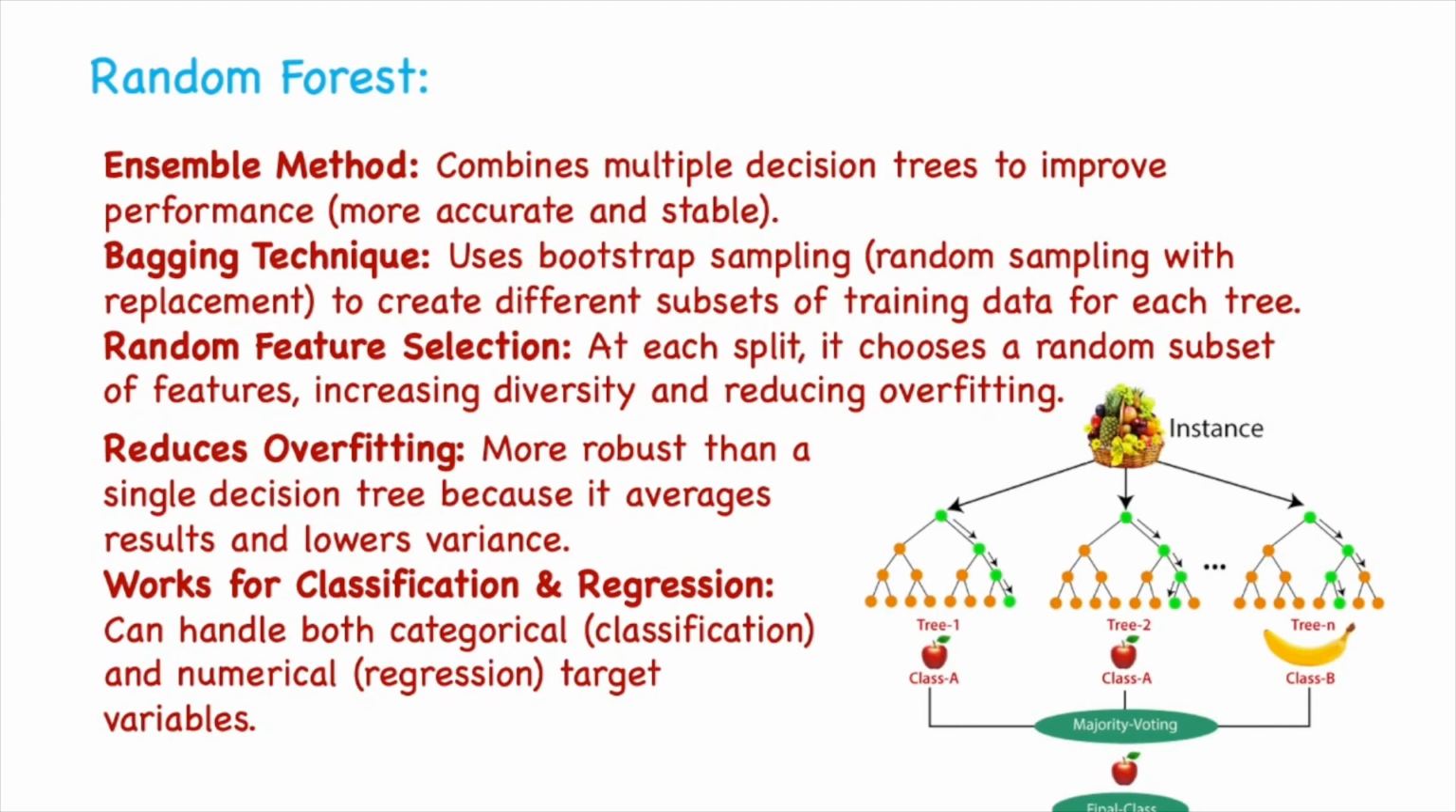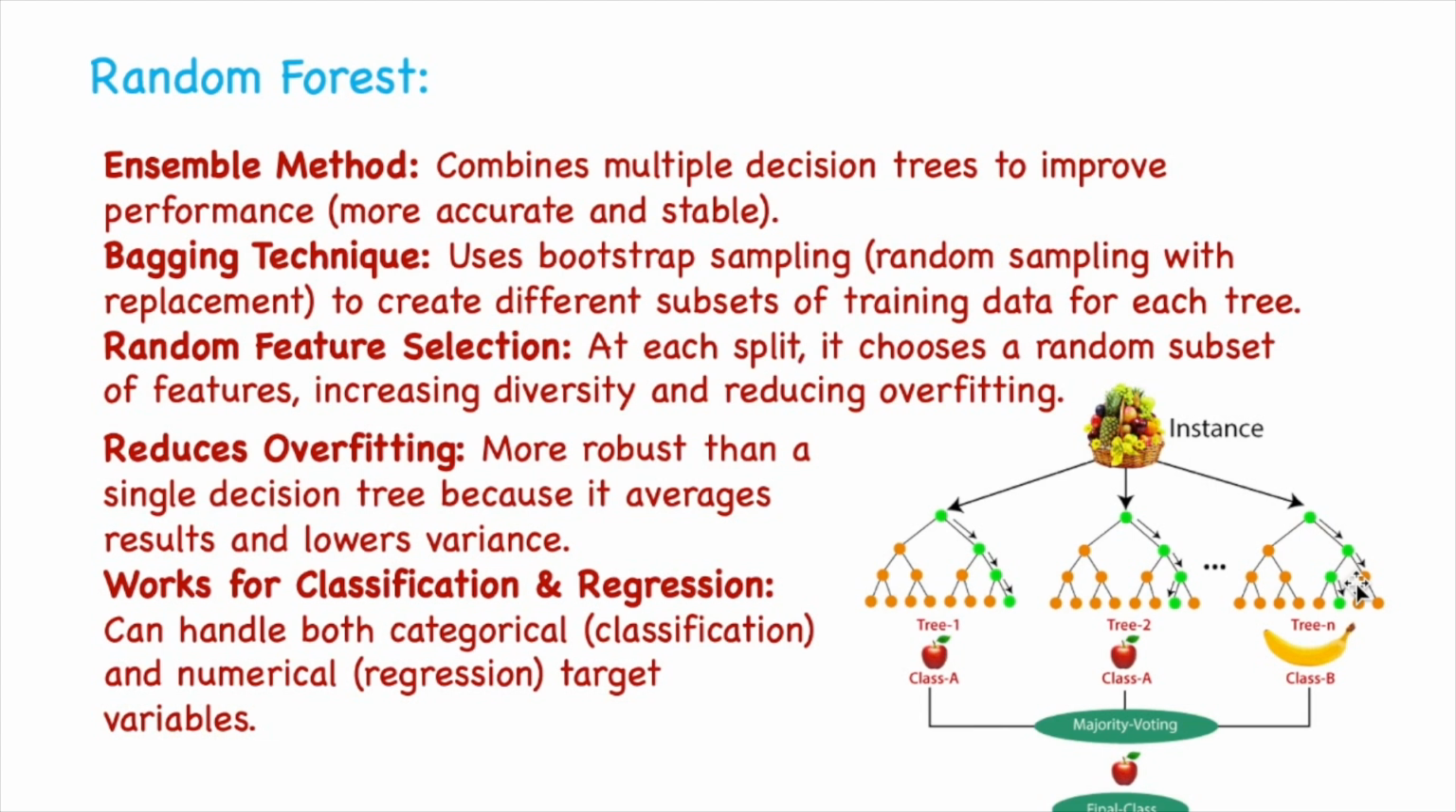Random forest algorithm is an example of an ensemble method. It combines multiple decision trees to improve the performance. Random forest algorithm uses the bagging technique. It uses bootstrapping. That means that it divides the training data into different subsets and it trains each decision tree with one subset of data. Random forest algorithm uses random feature selection. At each split, it chooses a random subset of features, which increases diversity and reduces overfitting.